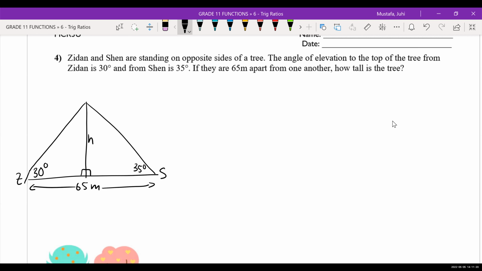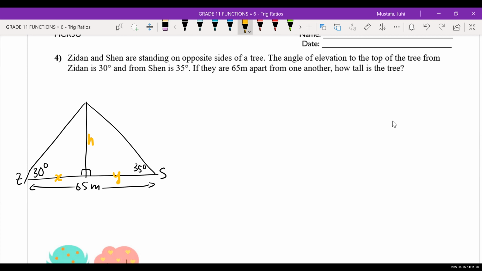Now to do this question, I'm going to show you a method, okay? So we don't have enough information to just use sine, cosine, tan right away. What I'm going to do is I'm going to call this side X and I'm going to call this side Y. So basically the distance from Zidane to the tree is X and the distance from Shen to the tree is Y. And then I have another variable H. So for questions where you have 3 different unknowns, we're going to actually have to do a little bit of factoring.